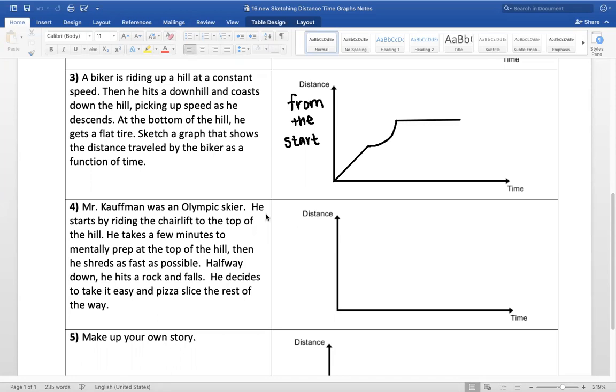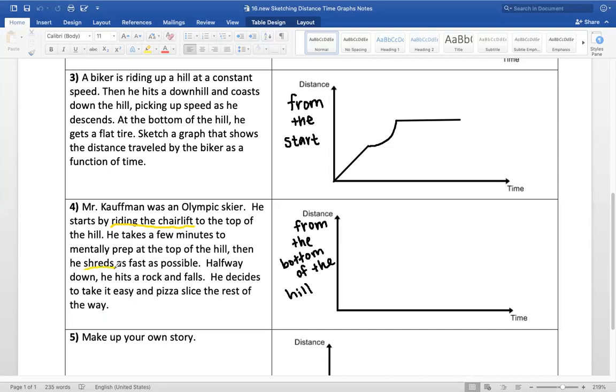So let's talk about this, because if you've never been skiing before, there's a couple things you're going to want to know. Let's make this the distance from the bottom of the hill. It's the distance from the bottom of the hill. So a couple things that you are going to want to know. Let's highlight some of these. First of all, when you ride a chairlift, the chairlift goes a single speed and it goes up the hill. So it goes away from the bottom of the hill.